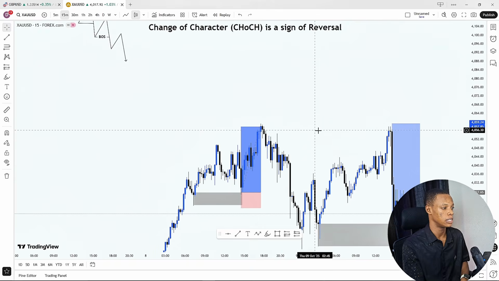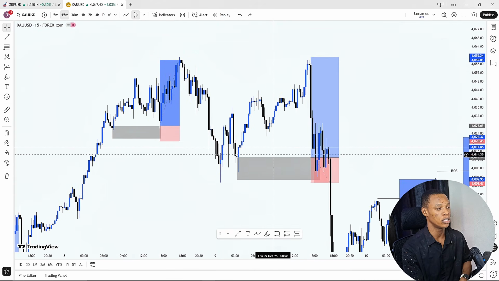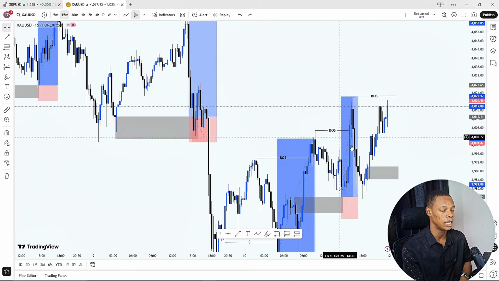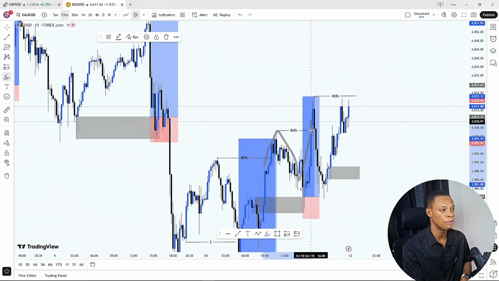What this means is, if you're going to consider any level as a break of structure, you should break it with a full candle body, like this very example. Price having this high, it came down. On going back up, it broke past it with a full candle body.